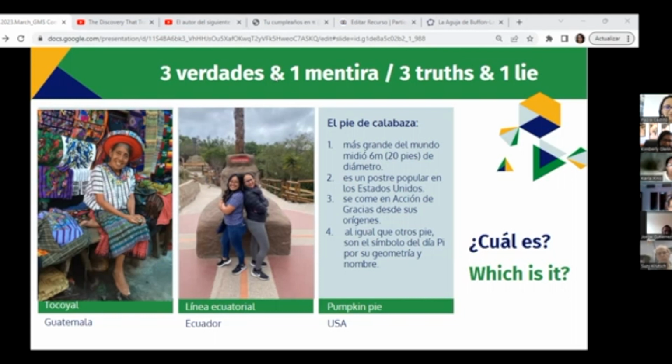I'm going to put this. Voting is open. The pumpkin pie.